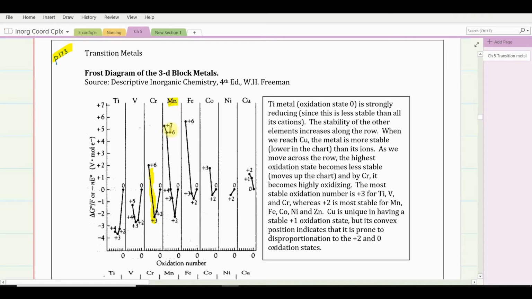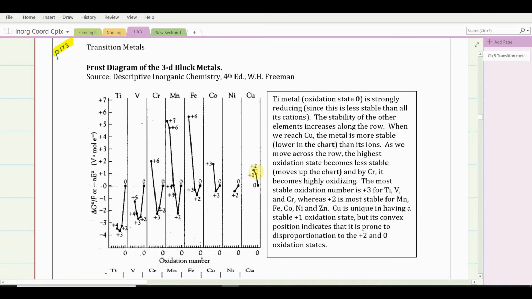How about manganese? Manganese 7 is a very strong oxidizer. It will gain 5 electrons to be reduced to manganese +2, whereas manganese metal is a reducing agent. It would lose 2 electrons to be oxidized to manganese +2. Copper is the exception. Notice that its native elemental state is the most stable state, and so copper +2 is an oxidizer and can gain electrons to form the element.